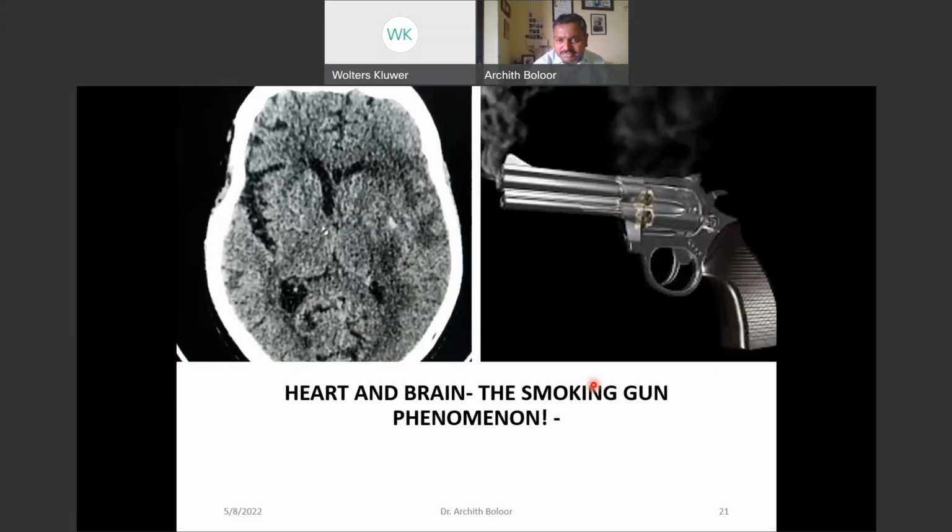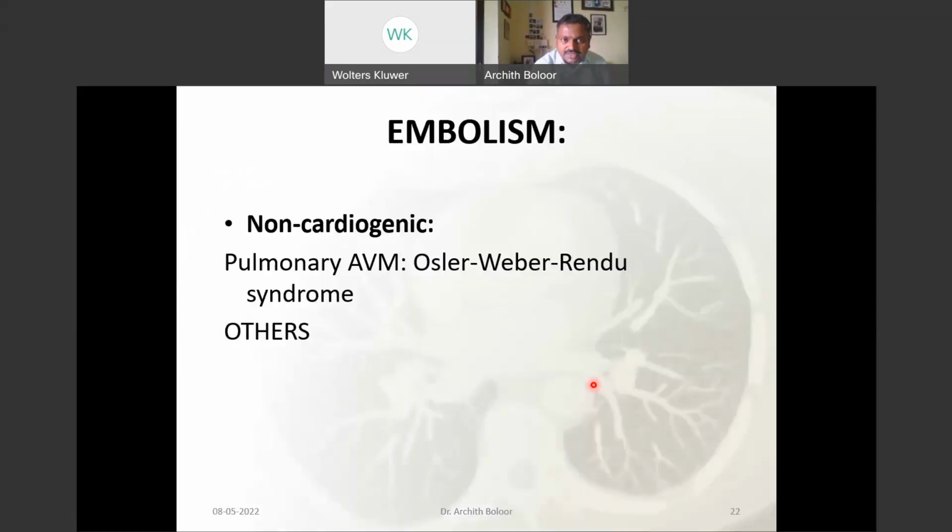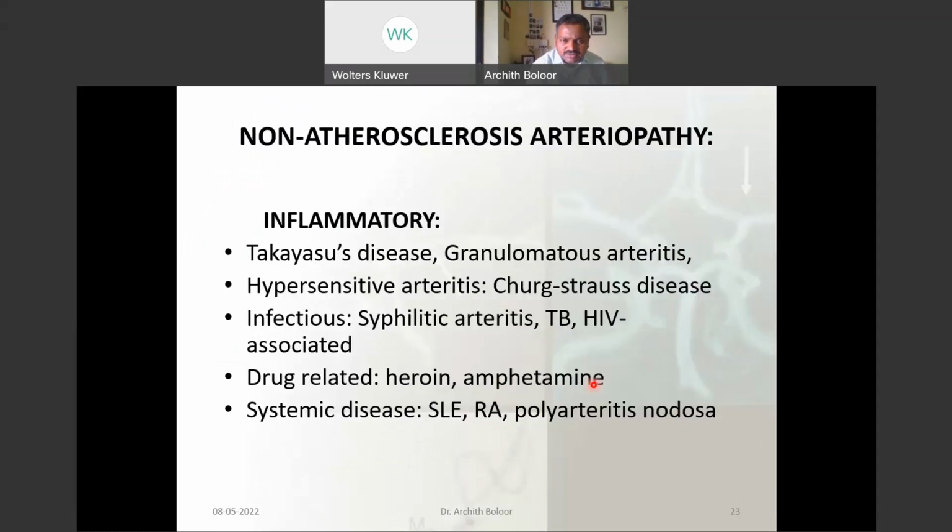So the heart and the brain phenomenon, what we call the smoking gun phenomenon: multiple emboli are released and they can go and lodge in multiple territories and cause infarcts. The non-cardiogenic embolic strokes could be from pulmonary AV malformations. That could be the source, and a venous thrombosis can cross the PFO and come there.